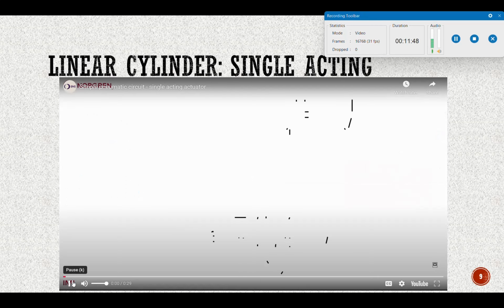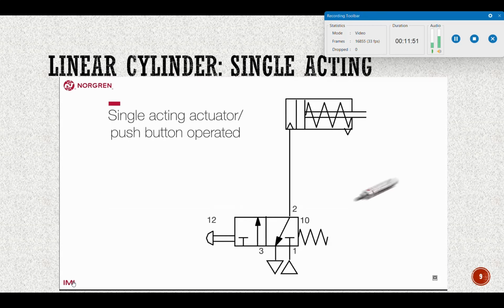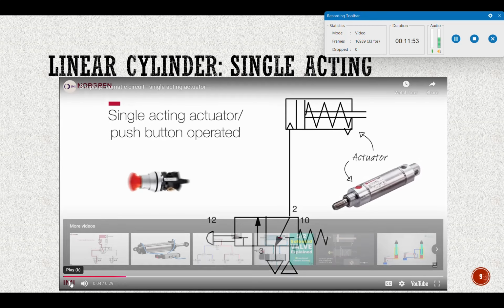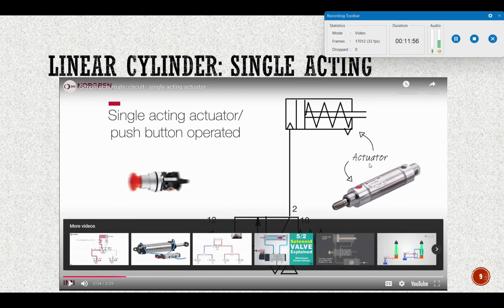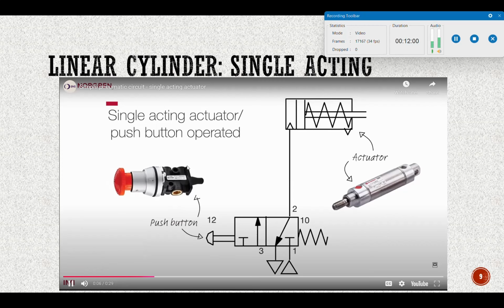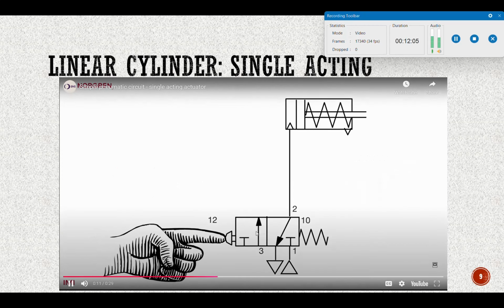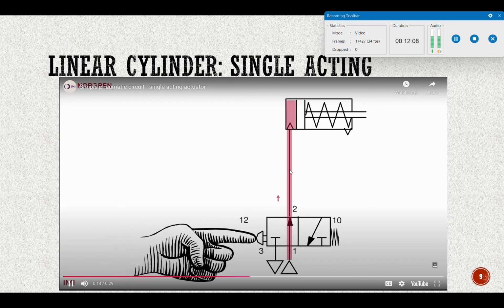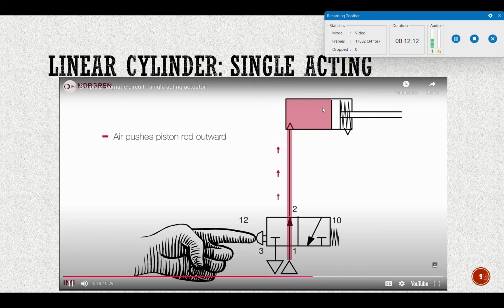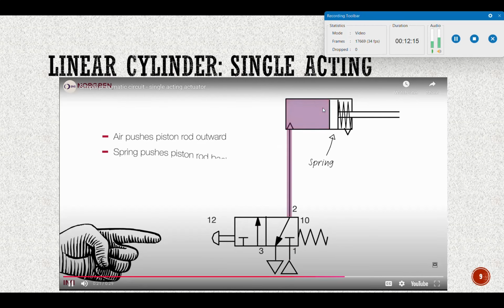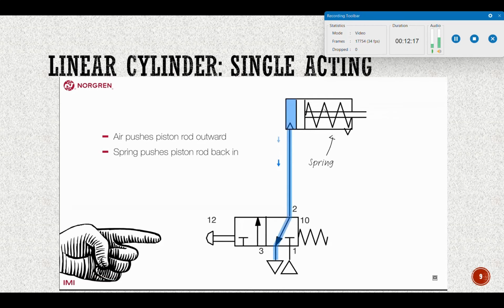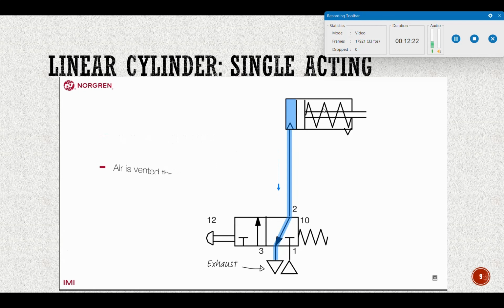Let's see it again. The first example is a simple circuit consisting of a single acting actuator operated by a push button. When the button is pressed, the air flows through to the cylinder, pushing the piston rod outward. When the button is released, the spring pushes the piston rod back in, and the air in the system is vented through the exhaust.